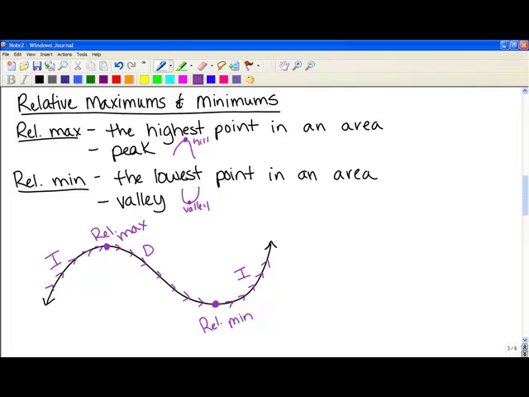Now we're going to find relative maximums and minimums in the calculator. And before we do that, let me write down what we just found out. The function increases and then changes to decreasing when we talk about a relative maximum. So this would be increasing to decreasing. And then down here at the relative minimum, the function is decreasing and then increasing. So it's where it changes direction from decreasing to increasing.